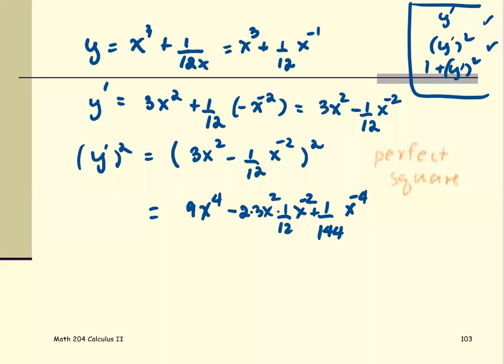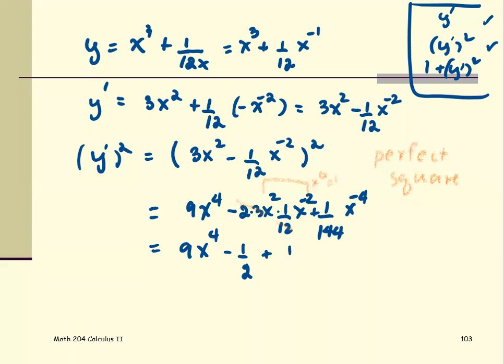Exactly the same technique, okay? And then I'm going to clean up the middle term. I see 2 times 3 is 6, and 6 and 12 reduce to 1/2. I have negative 1 over 2, and then x to the negative second times x to the second. When you multiply, you get x to the power 0, which is 1, which means the middle term comes down to just a single number, no variable.